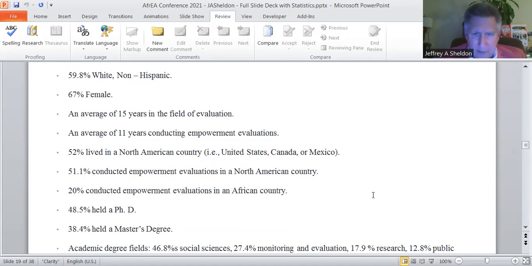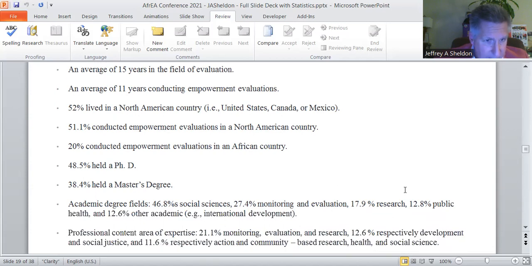52% lived in a North American country. 51.1% conducted empowerment evaluations in a North American country. 20% conducted empowerment evaluations in an African country. Okay. 48.5% held a PhD, 38.4% held a master's degree.